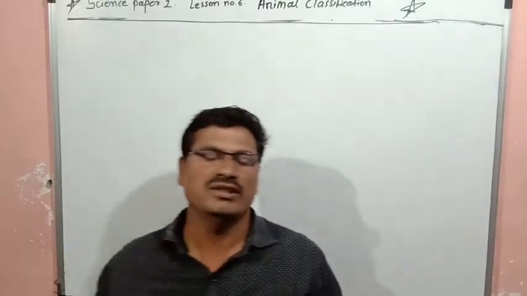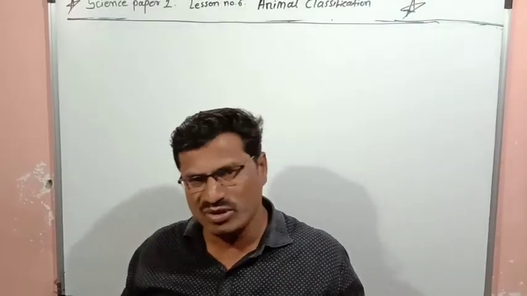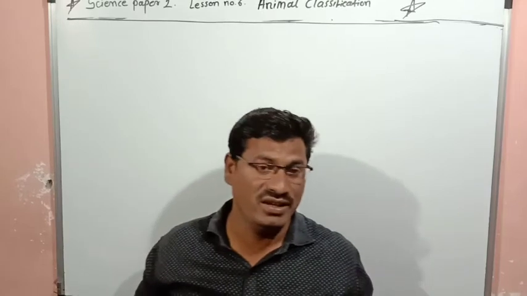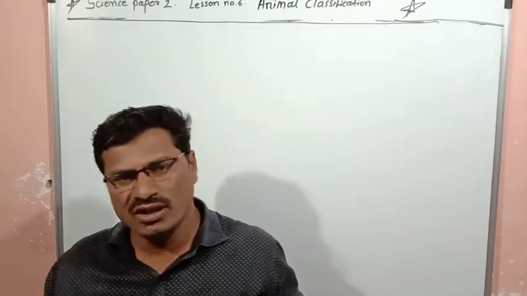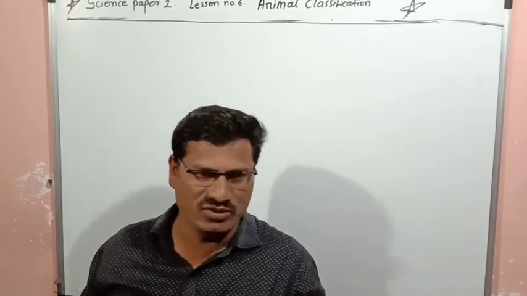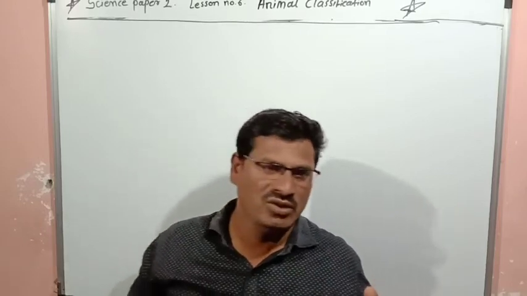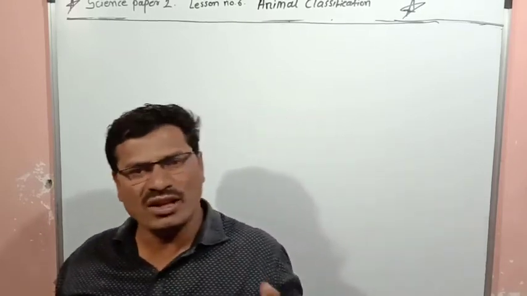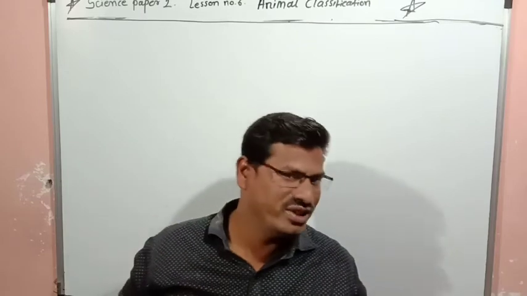Students, we are learning lesson number 6. The name of the lesson is animal classification, and in this animal classification we have studied 4 phyla before this. So which are those 4 phyla we have studied?